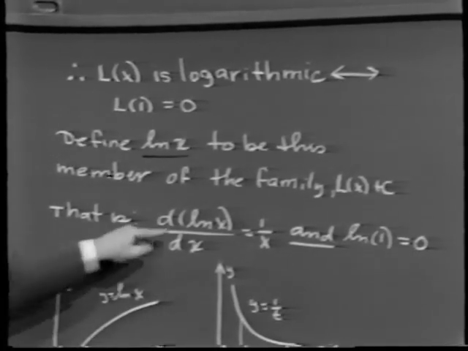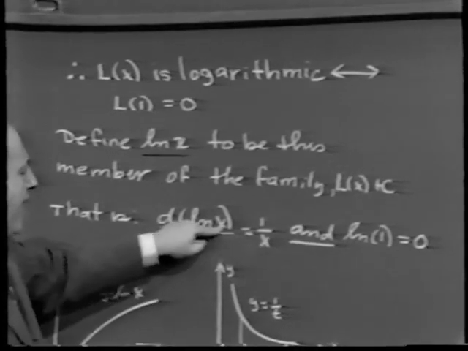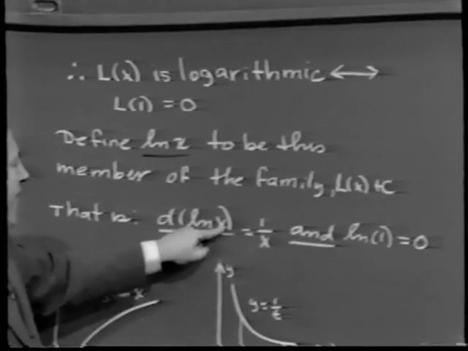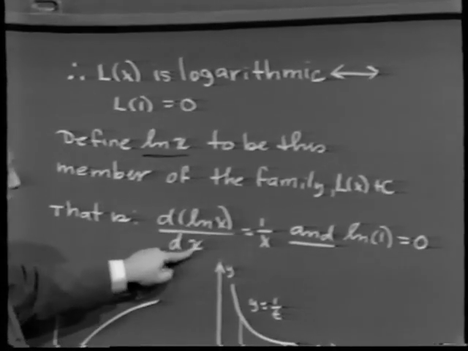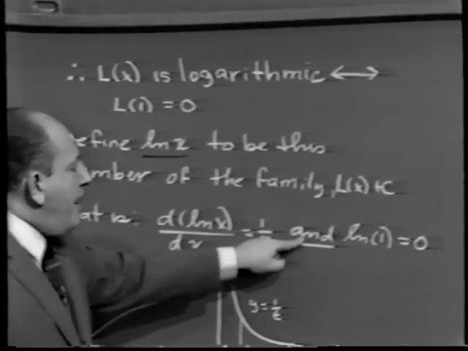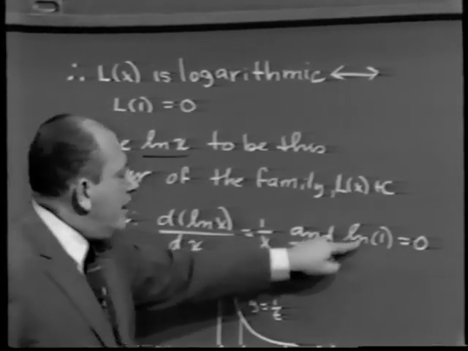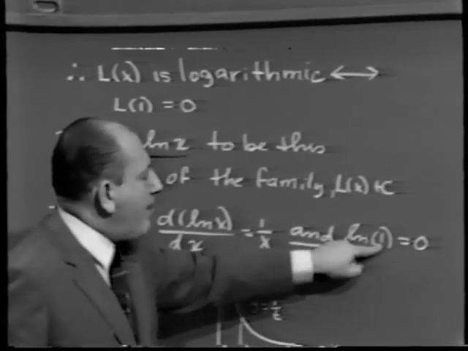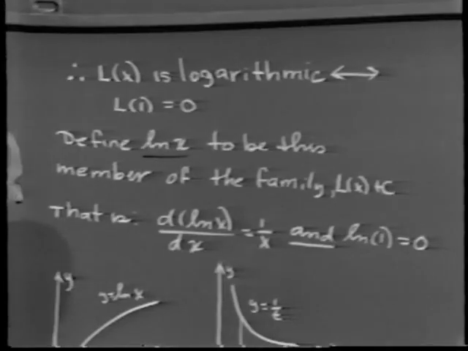In essence, then, what is ln of x? I'll call it natural log. It's easier for me to say. The natural log of x is that function whose derivative with respect to x is 1 over x, and characterized by the fact that what? If the input is 1, the output is 0. In other words, the graph passes through the point 1, 0.